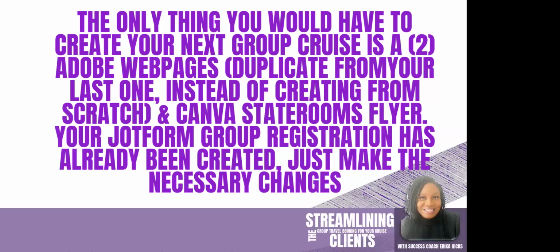All you have to do is simply duplicate just a few things from what you've already created. For instance, you would need to create 2 Adobe pages, and you could simply duplicate that from your last one. You don't have to do it from scratch. And then your Canva staterooms flyer, you just duplicate that as well and make the necessary changes. Same thing applies for your JotForm group registration. It has already been created. Just make the necessary changes. You don't have to reinvent the whole wheel.